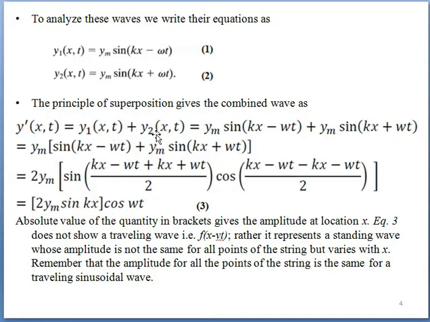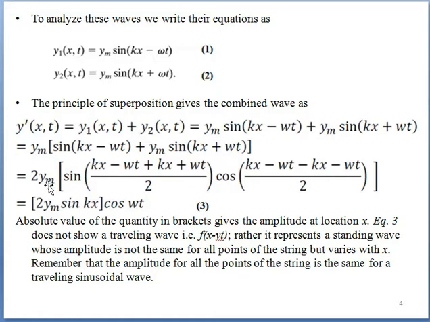Putting the values of y1 and y2 in this equation, we get ym sin of kx minus omega t plus ym sin of kx plus omega t. This ym is the amplitude of either wave. So we can take ym common, so we get sine of kx minus omega t plus sine of kx plus omega t. This ym should not be over here; it has been taken common, so it is wrongly written over here.